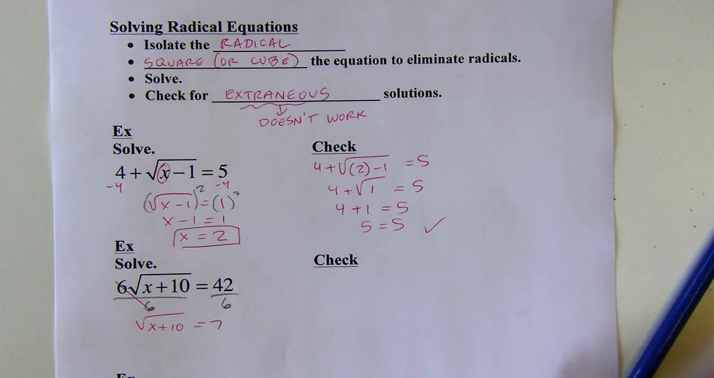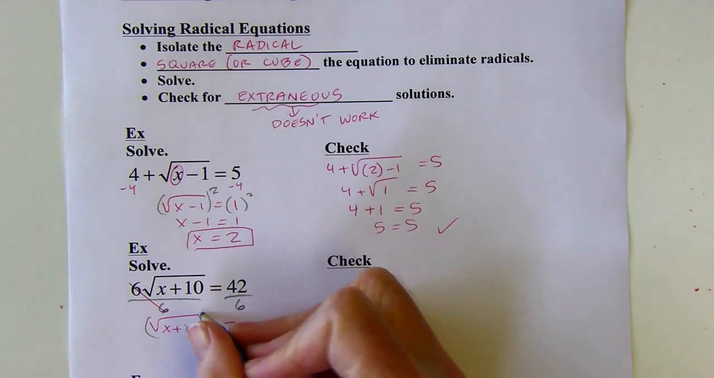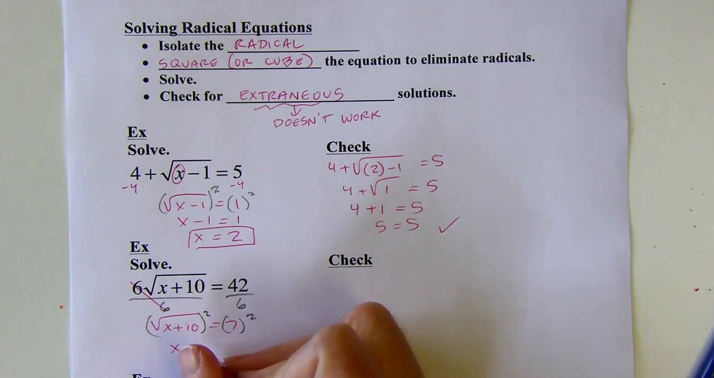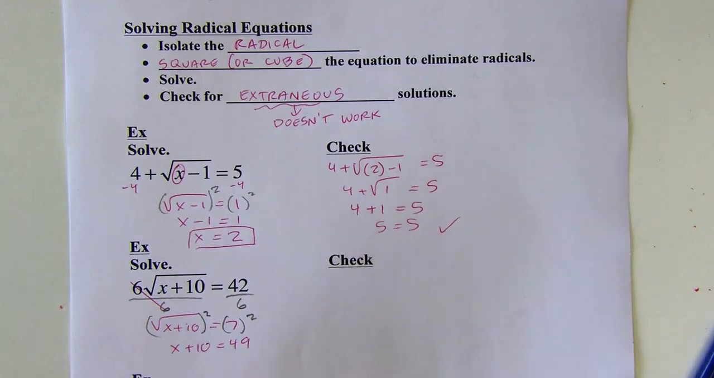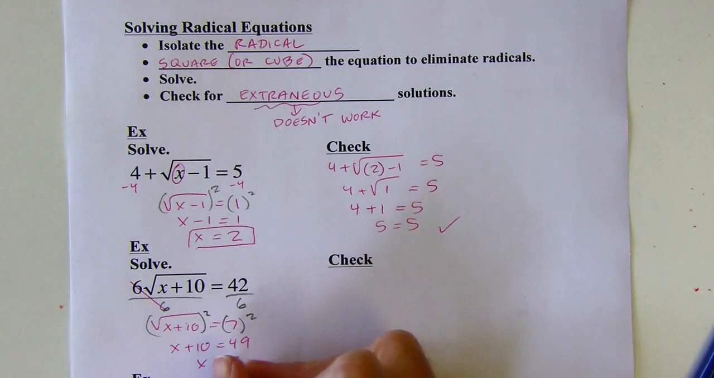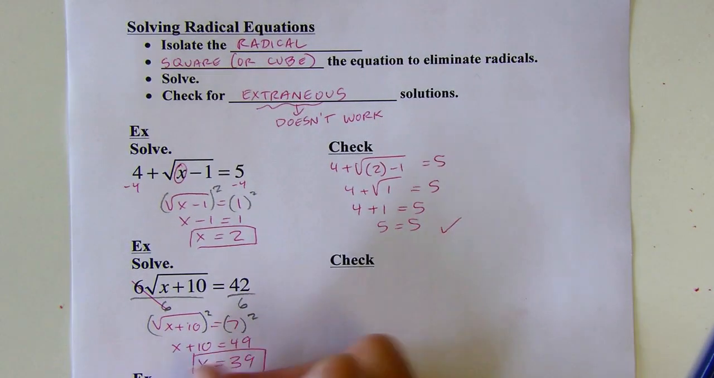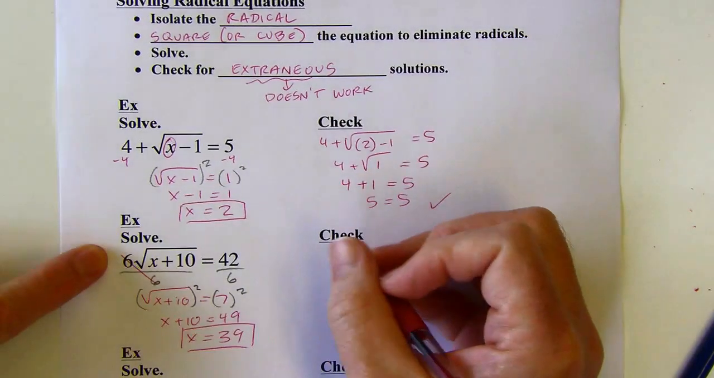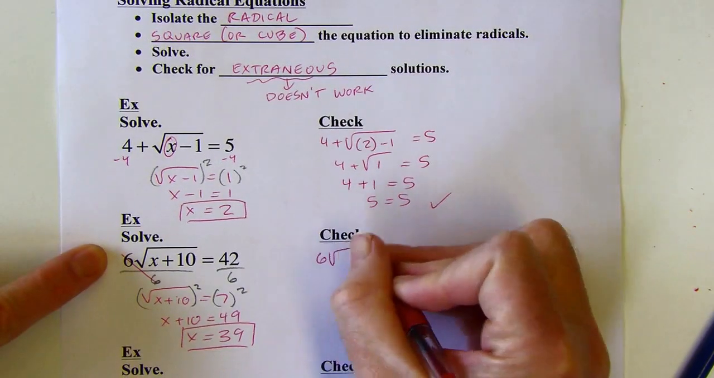Okay, so now I will square both sides. So x plus 10 is going to equal 49. And then subtract 10, x should equal 39, and I just want to check to make sure that's a good solution. So I'll go ahead and do that, and sometimes you can just do this mentally, and that's fine too.